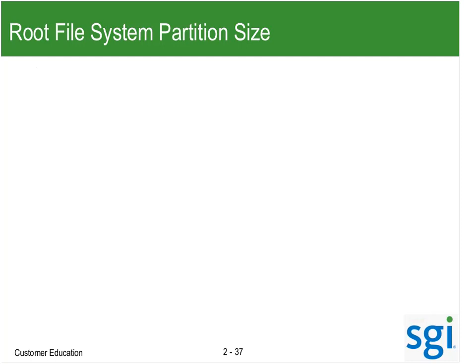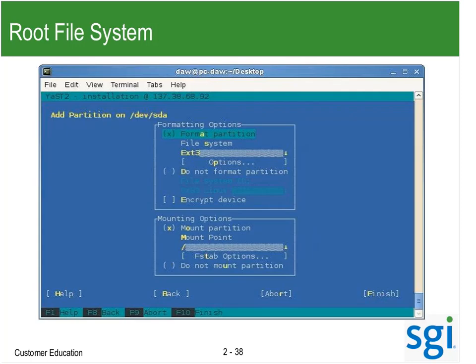So I chose a 60 gig root. And then chose ext3 because that's the way the factory is doing it. If you want to do it as XFS, that's your choice. And then I'm mounting it as slash. Okay.